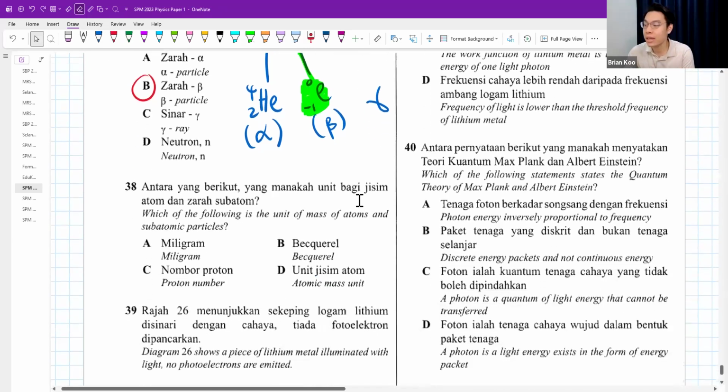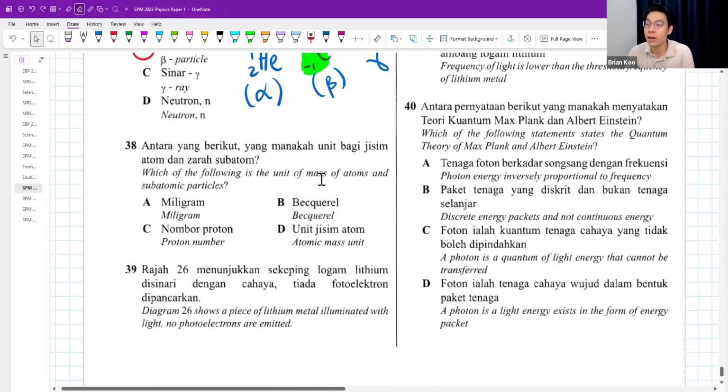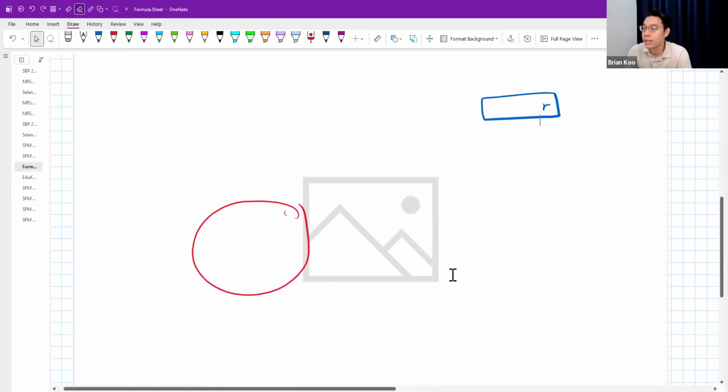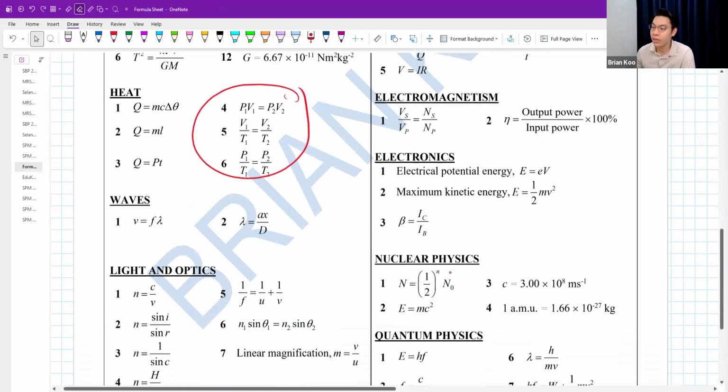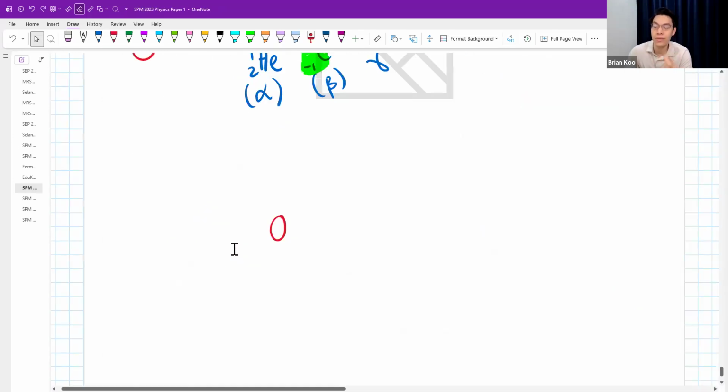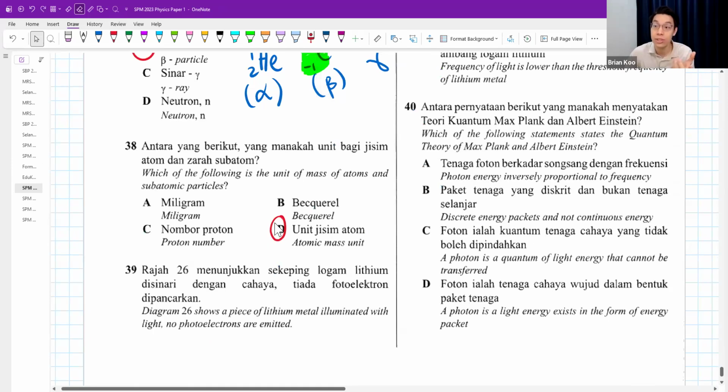Okay, question 38. Which of the following is the unit of mass of atoms and subatomic particles? AMU, atomic mass unit. Yeah, you can even find in the formula sheet, they give you one atomic mass unit equals how many kg. Okay, we use atomic mass unit for very small mass objects like atoms and subatomic particles.